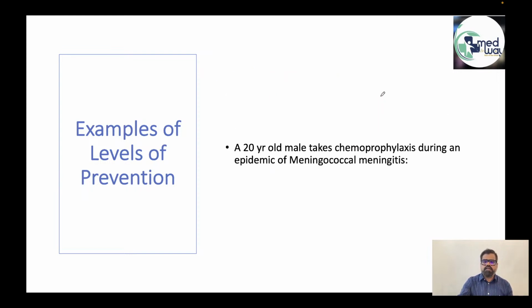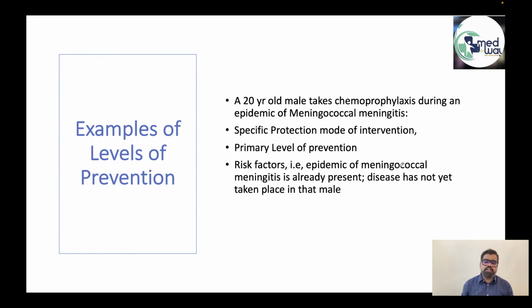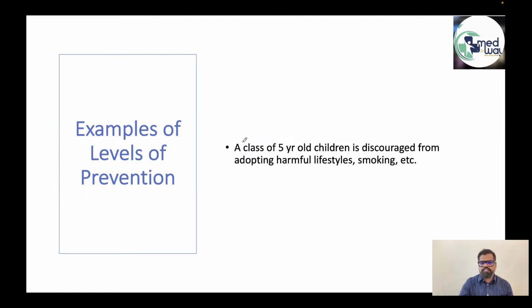Okay. Now, a 20-year-old male takes chemoprophylaxis during an epidemic of meningococcal meningitis. So there was an epidemic of meningococcal meningitis, and I am taking chemoprophylaxis. What are you doing? You're not suffering from any disease. So this is primary prevention, and the mode of intervention is specific. You're taking prophylactic treatment just because you want to protect yourself from meningococcal meningitis. So this is specific protection, and the level of prevention is primary.